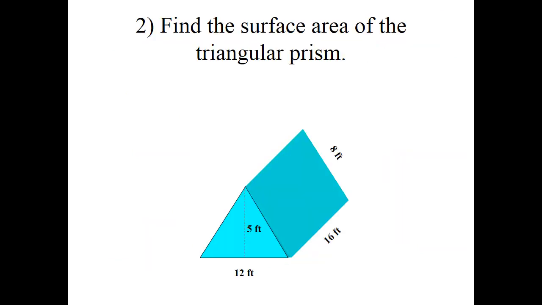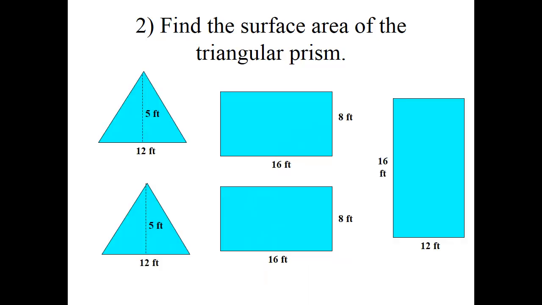So let's see the next example. Again, I have the triangle, the height is 5 feet, the base of the triangle is 12, and also the rectangular bottom face, where the length is 16 feet and the width is 8. So for all the faces, the triangle is 5 for height and 12 for base, and the rectangle here is 8 for width and 16 for length, the same as down there.